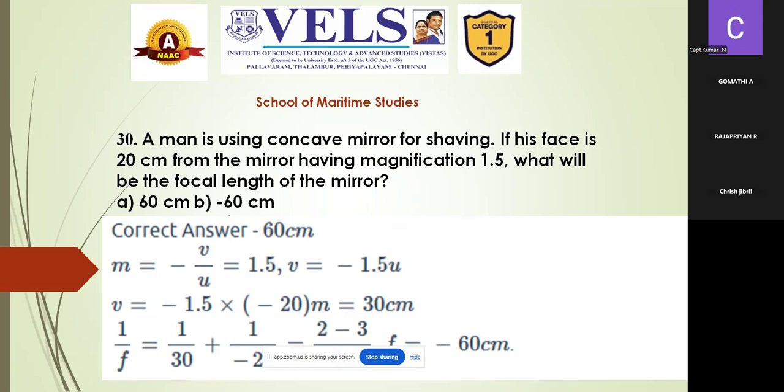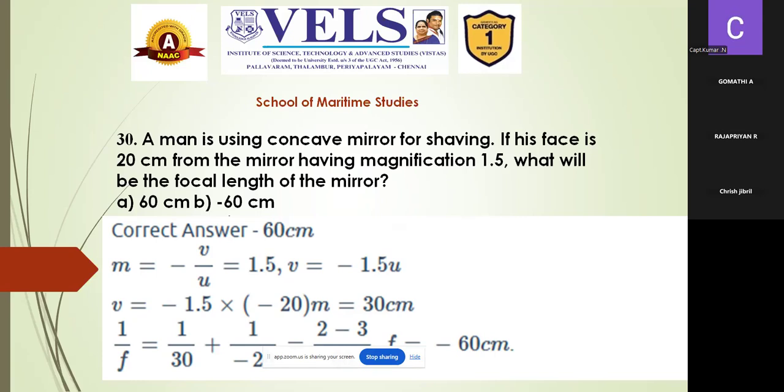What is u? u means the distance of the object. In this problem, the man is standing in front of the mirror. His face is 20 centimeter from the mirror having magnification 1.5. So u is equal to 20. The man is standing in front of the mirror, so we use minus 20. So v is equal to 30 centimeter. Now we are going to find the focal length of the mirror.